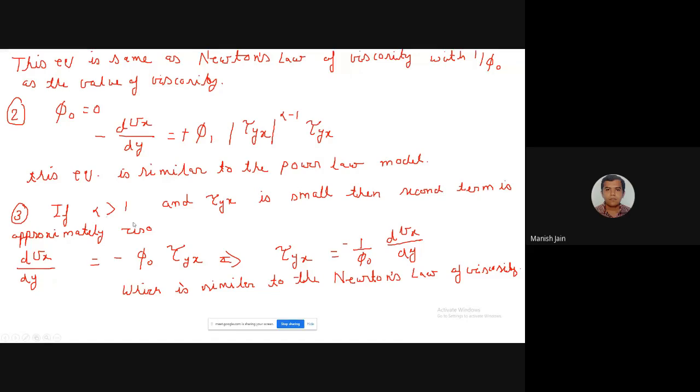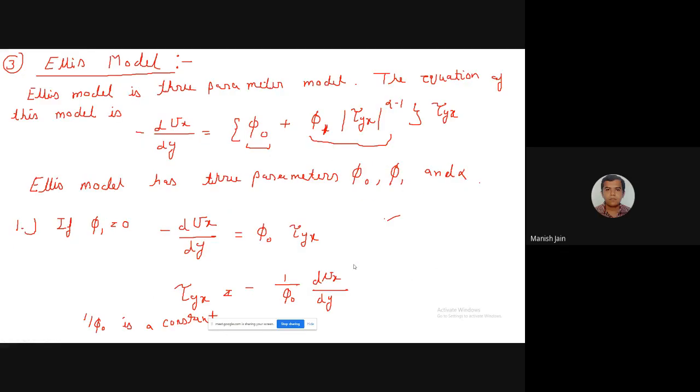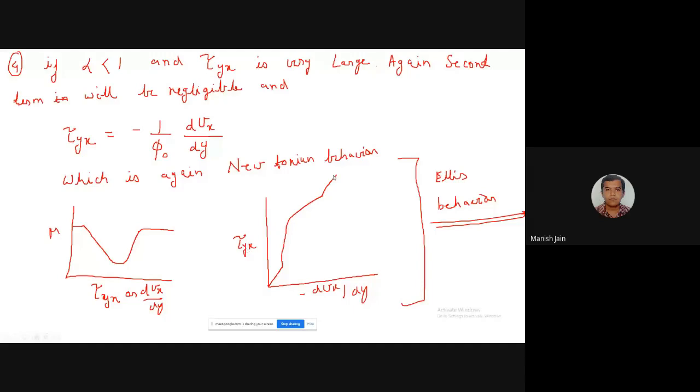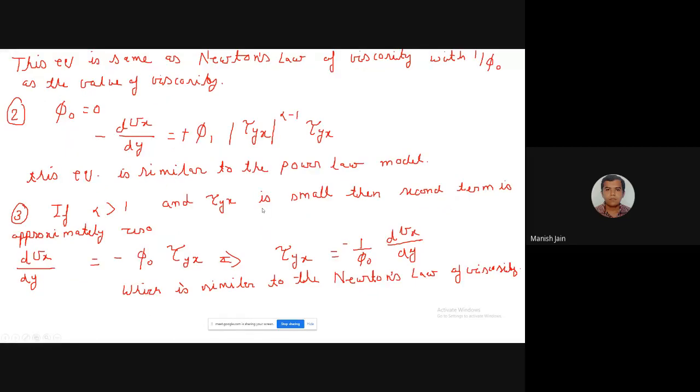If alpha is greater than 1 and tau yx is very small, then you will get dvx by dy equals minus phi naught tau yx, so tau yx equals minus 1 by phi naught dvx by dy. In this condition, you represent the Newtonian fluid when tau yx is very small or very large, or it will also show the dilatant behavior as well as the pseudoplastic behavior. So the Ellis model is the most generalized model, which will show the Newtonian behavior, dilatant behavior, pseudoplastic behavior, and again at very high shear the Newtonian behavior.